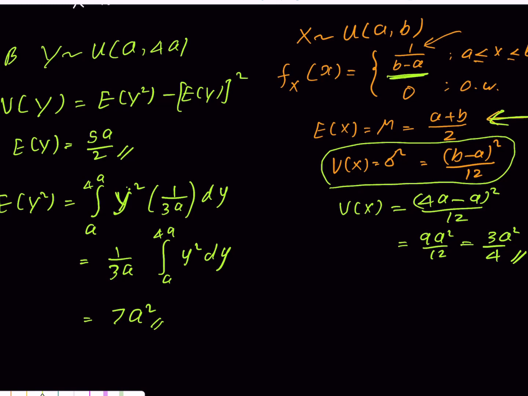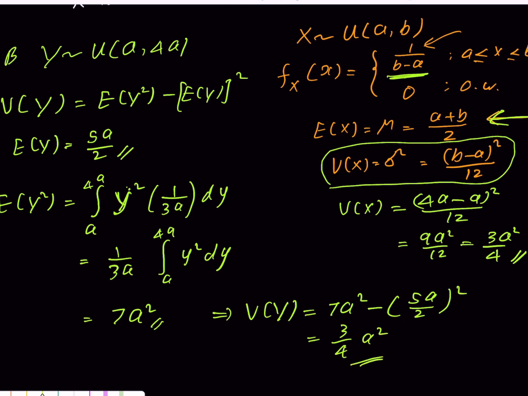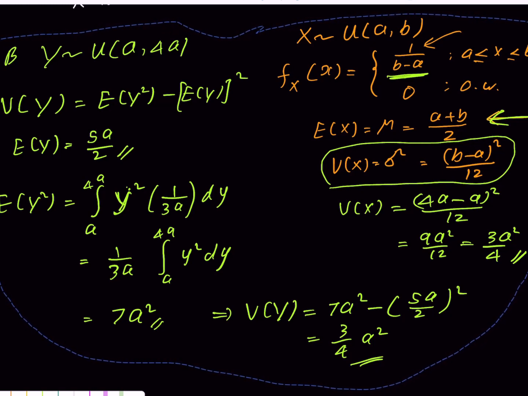So now you know the expected value of Y squared. Therefore, I can write the variance of Y equals the expected value of Y squared, which is 7a squared, minus the expected value squared, 5a over 2 squared. So this is 3 over 4 a squared. That is the variance of Y. Right. So let me explain the next one. I think it is not hard, but it is the hardest one here.